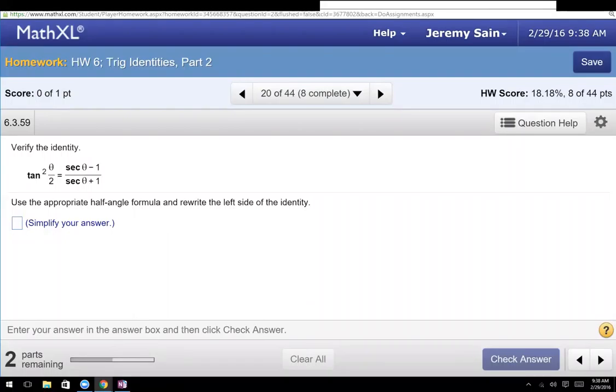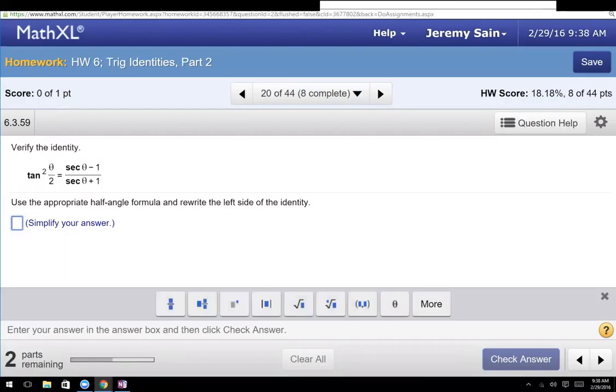Verify the identity. Okay. So, it says use the half angle formula, so obviously we're starting with the tangent squared. There are 3 formulas for tangent theta over 2. Only one of them has a square root in it. I want to use the one with the square root in it because then when I square it, the square root will go away, and I feel like life will be happy. So which one has a square root in it?